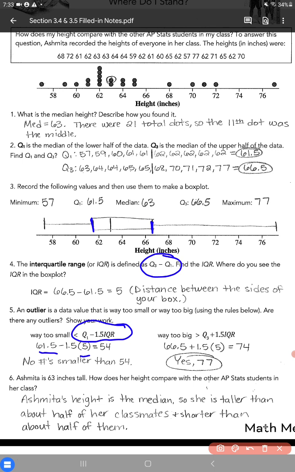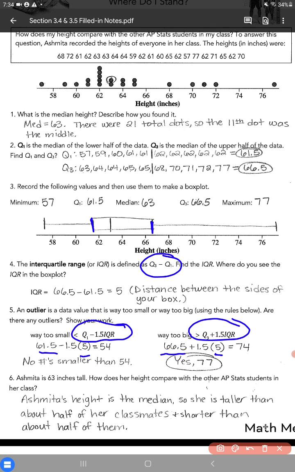Well, I don't have any numbers smaller than 54, so I don't have any low outliers. If I think that I have an outlier that is too big, I use the formula Q3 plus 1.5 times the IQR. So I'm going to plug in 66.5 for Q3 and 5 for the IQR. And in my calculator, when I type in 66.5 plus 1.5 times 5, I get 74. So any numbers bigger than 74 are outliers.